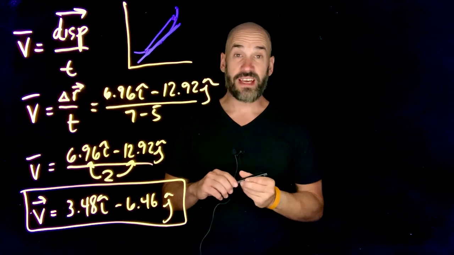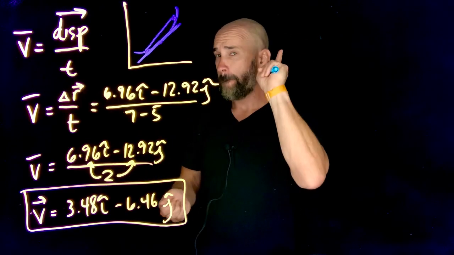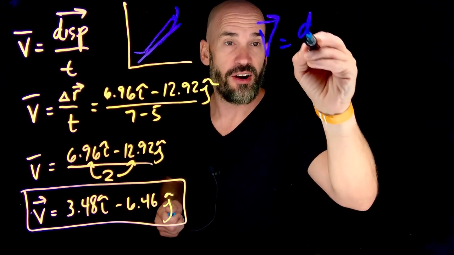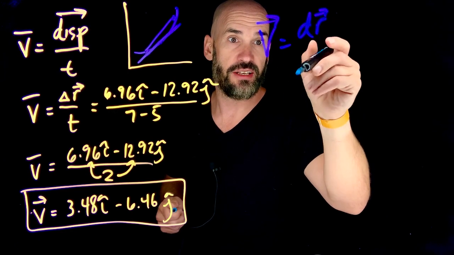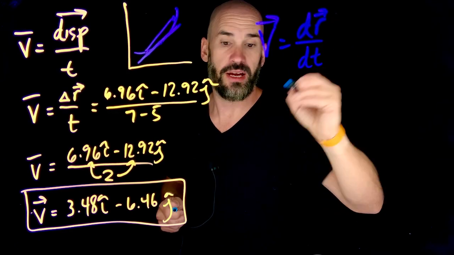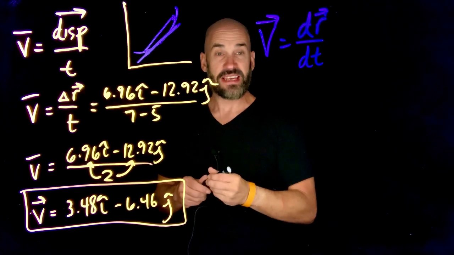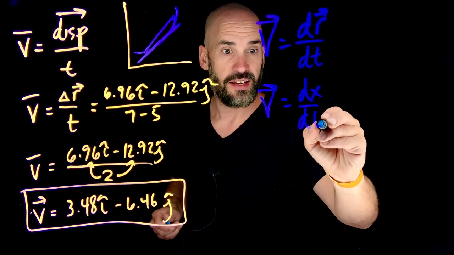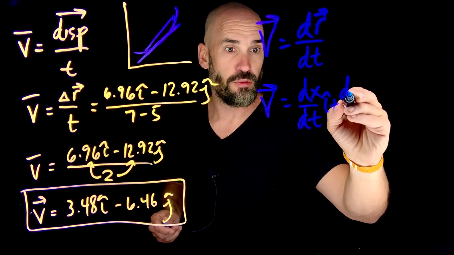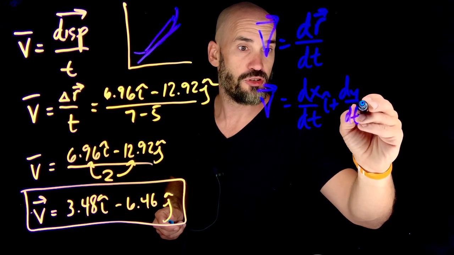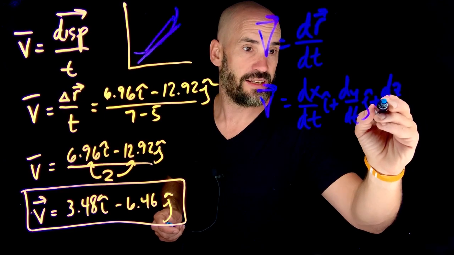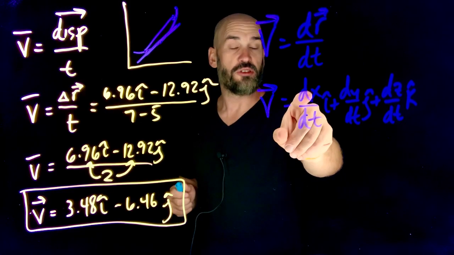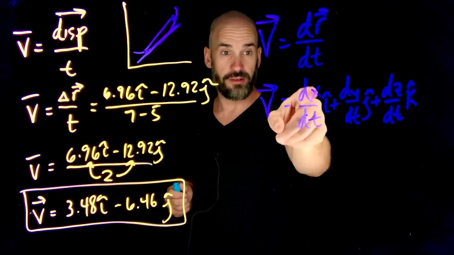But remember, we said that that's just the derivative. So that's going to be v equals dr over dt, the change in displacement with respect to time. That's the same thing as saying that v is really dx/dt i plus dy/dt j plus dz/dt k. So all you're doing is taking the derivative of each component with respect to time.